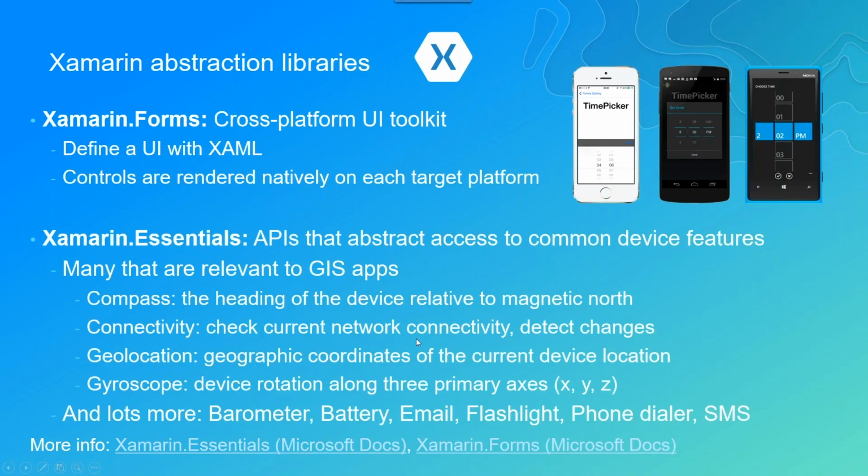Xamarin Essentials is similar to that, but this is for non-UI stuff. So I need to get to common device features. Obviously, a lot of these are relevant to GIS apps, like the compass and getting my GPS location and things like that. So again, I don't have to worry about how it actually happens on the device. I can use this abstracted Essentials library and just write that code once and have the platform decide how it's going to implement it. Lots more information on the Microsoft Docs site, and again, I'll have the specific URLs for that at the end.